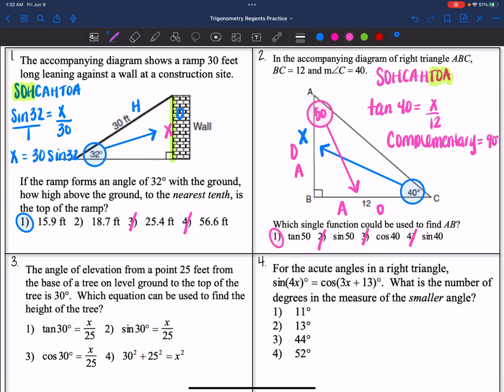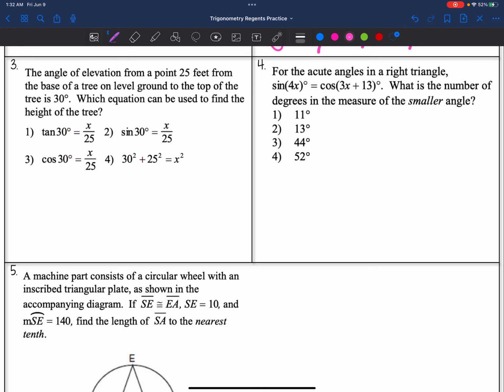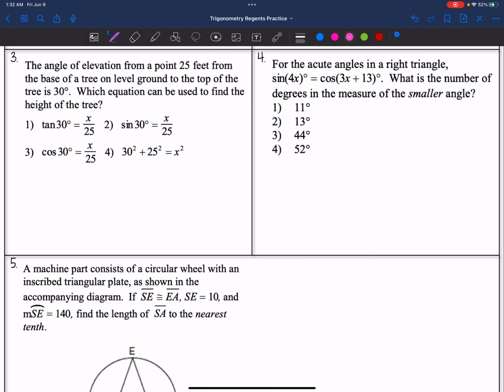Capiche? All right, let's move on. Okay, so the angle of elevation from a point 25 feet from the base of a tree. Well, I don't have a picture, so before I even get started, I'm going to draw myself a tree. And we have the angle of elevation from a point 25 feet from the base of a tree. So this is my tree. This is 25 feet away.